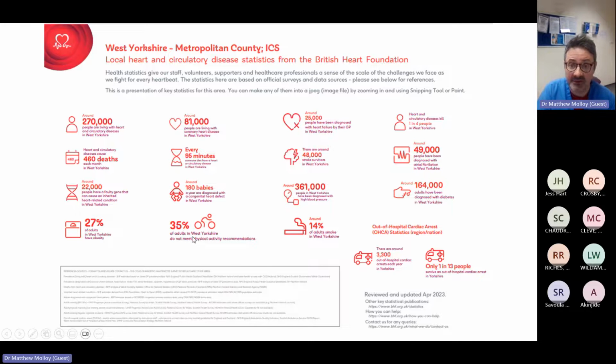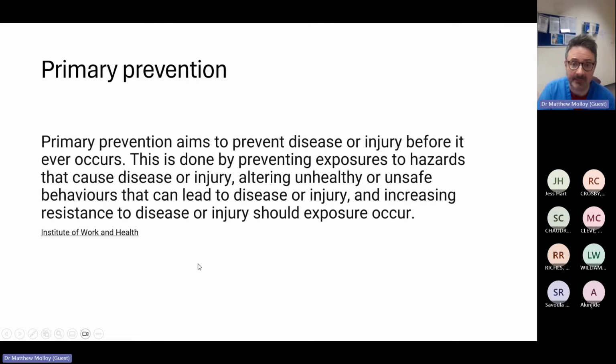Not enough of us are exercising, and there are 48,000 living stroke survivors in West Yorkshire. So quite startling figures there. So a definition of primary prevention.